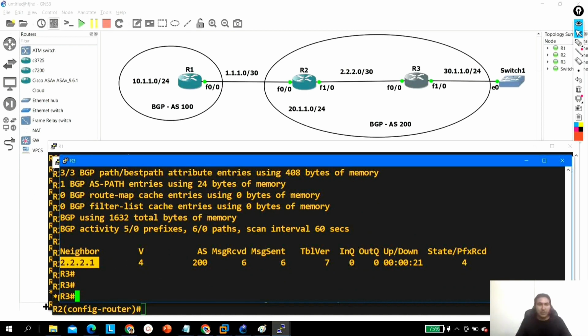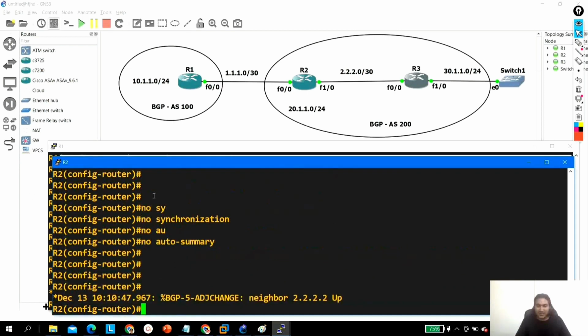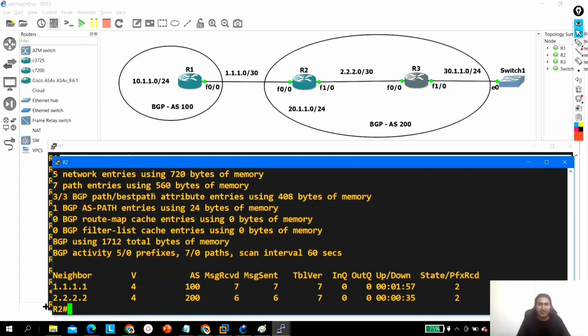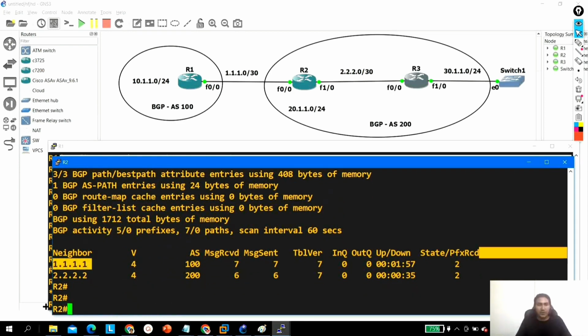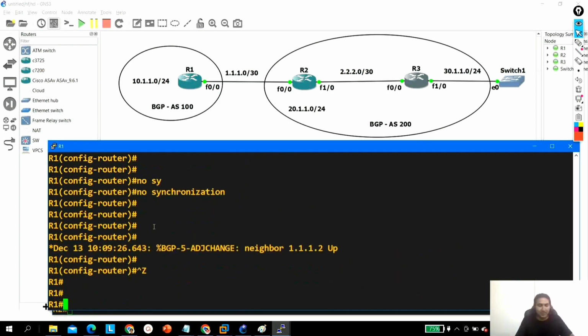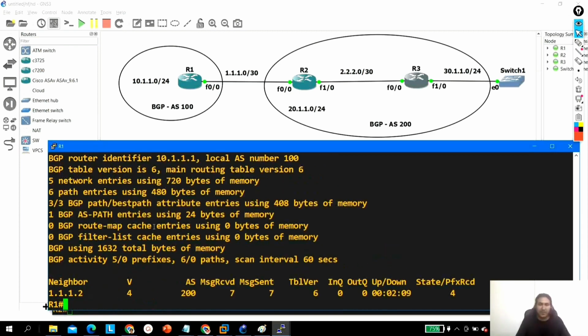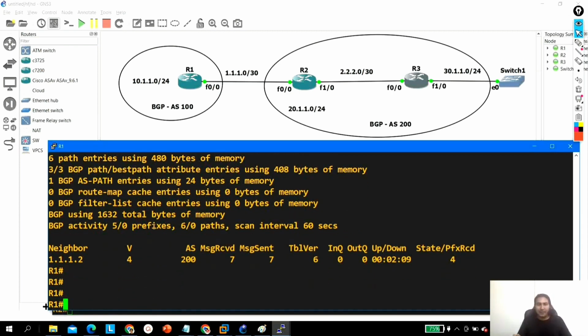In the same way you can verify on router 2 as well. This one is router 2, so show ip bgp summary. Okay, there are two neighbors, 1.1.1.1 and 2.2.2.2. You can verify on router 1 as well with show ip bgp summary. Fine, so far everything is okay. Now I am going to show you the routes, right?